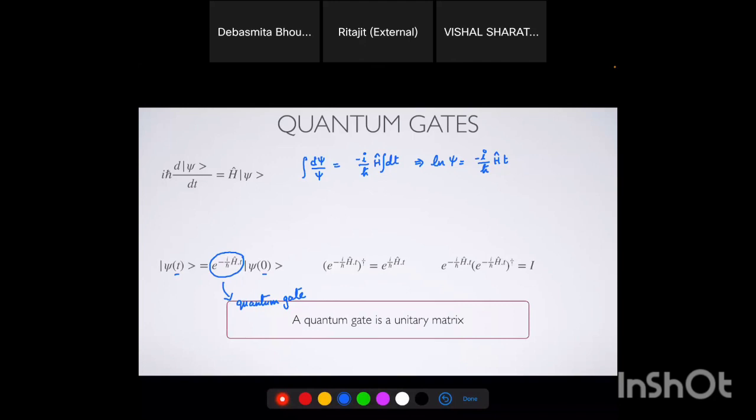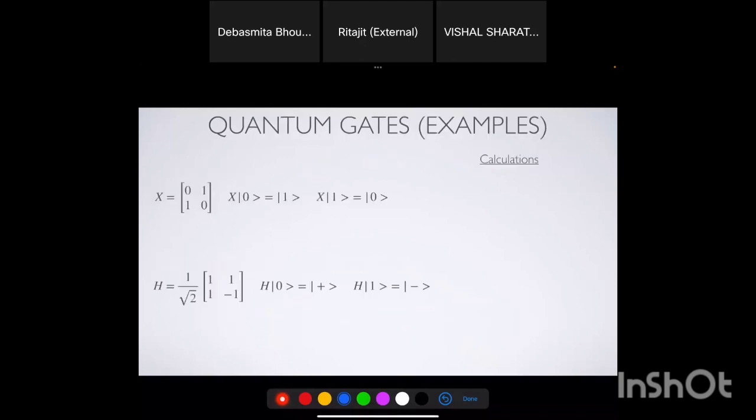That is the property of a unitary matrix. Therefore, our Schrodinger equation dictates that, just like you have so many classical gates, you can have any quantum gate, any matrix. Any matrix is a quantum gate as long as it is unitary. So this is what we can say about quantum gates mathematically. Now let's see some concrete examples.